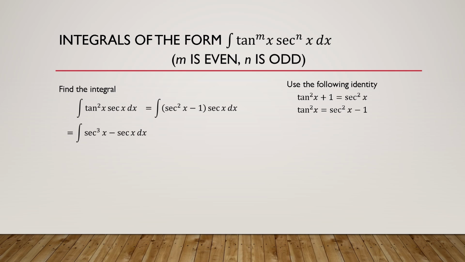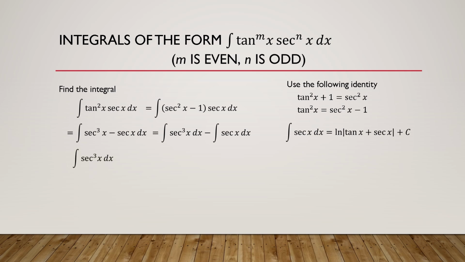We can then separate the integrals at the minus sign. The integral of secant x dx is the natural log of the absolute value of tangent x plus secant x plus c. We'll save that answer and subtract it from our solution to the integral of secant cubed x dx.